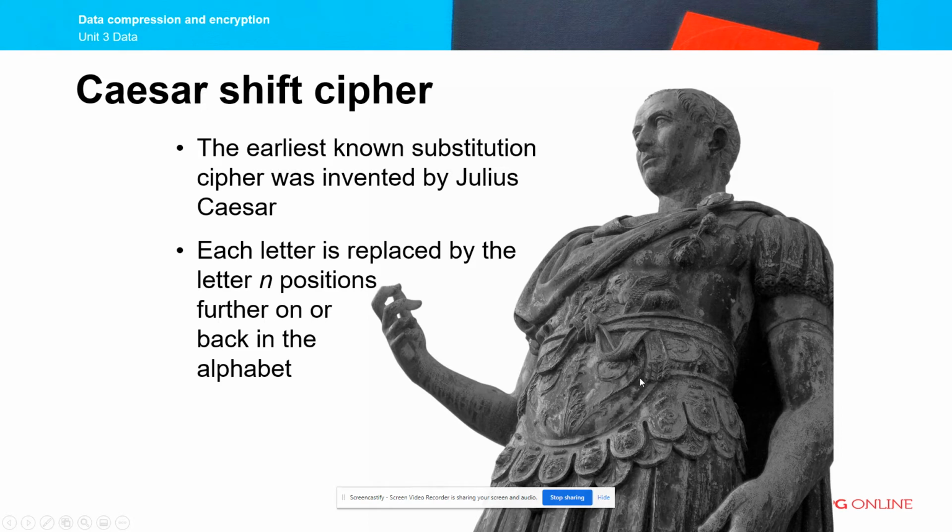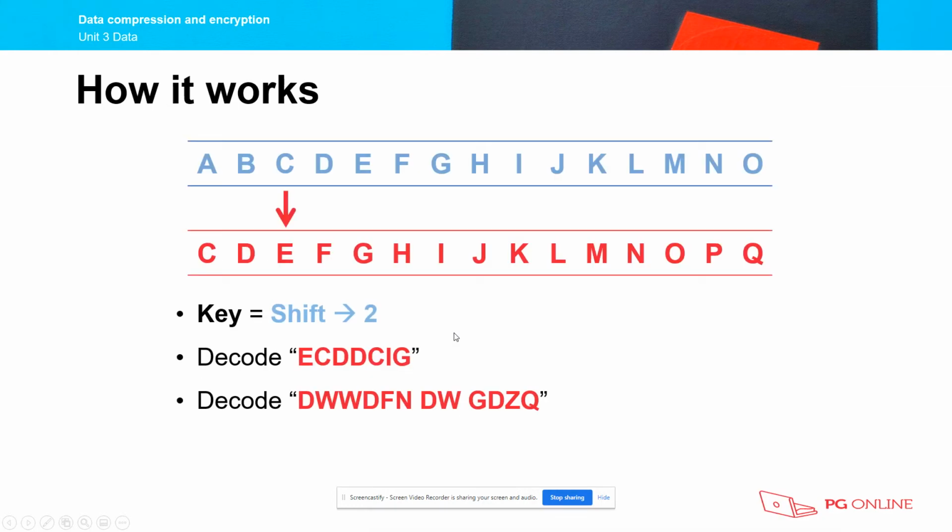Okay, so the first cipher shift was used by Julius Caesar. He used to use it to send messages to his generals. And basically all he did was shift the letters in the alphabet by a certain number. And he actually used a cipher wheel to help him. And he used to actually have a metal cipher wheel that he used. Okay, and each letter is replaced by the letter N positions further on or back in the alphabet. I'll show you that in just a second.